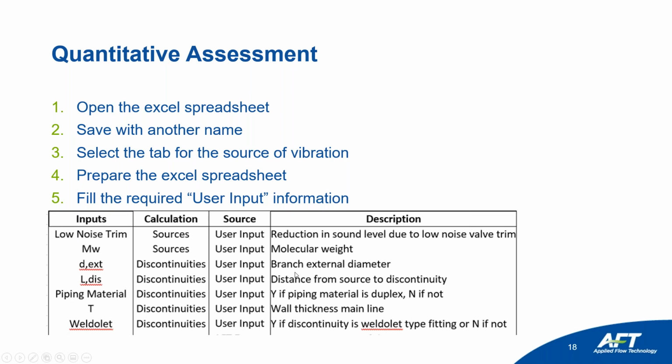Then we refer to the discontinuities. First, the branch external diameter, the distance from the source to the discontinuity, and the piping material: yes if its material is duplex, and no if it's not duplex. For the discontinuity, we also input the wall thickness of the main line, and we have to answer a question regarding the connection, whether it's welded or not. Yes if it's welded, and no if it's not.